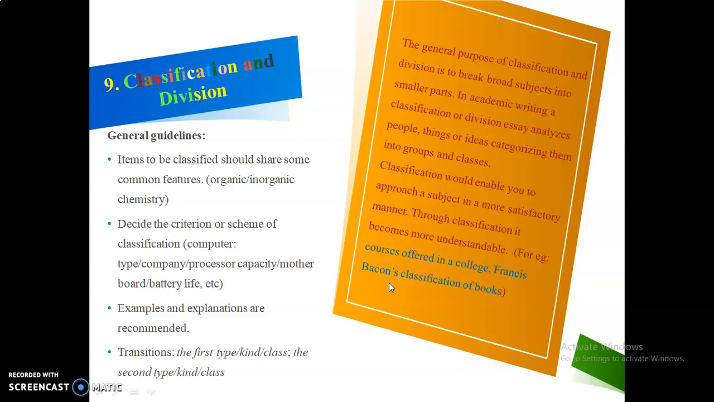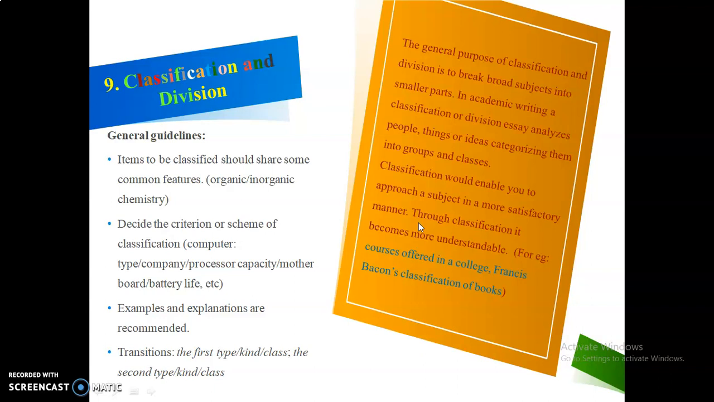So we can understand the structure of our college or the courses offered in our college by classifying them into three broader categories such as science, arts, commerce and management, and then further dividing them into smaller units. So this is how the classification and division method works. Classification would enable you to approach a subject in a more satisfactory manner. Through classification, it becomes more understandable. For example, courses offered in a college.